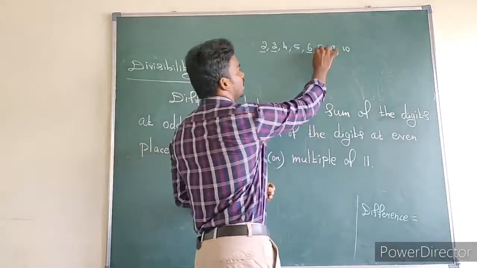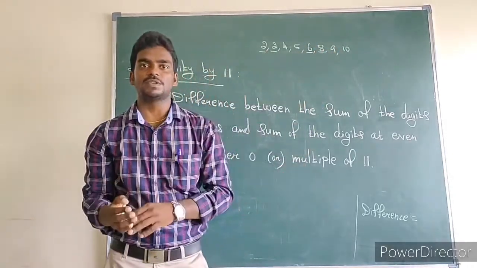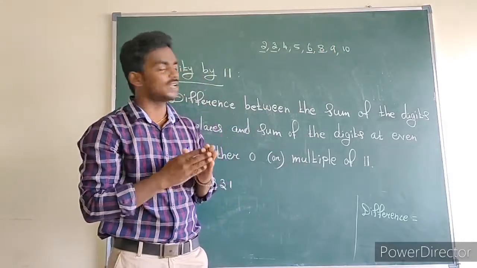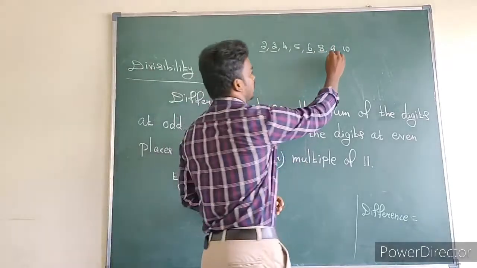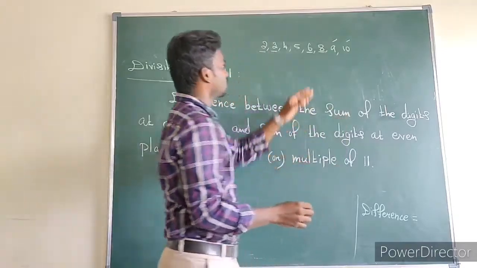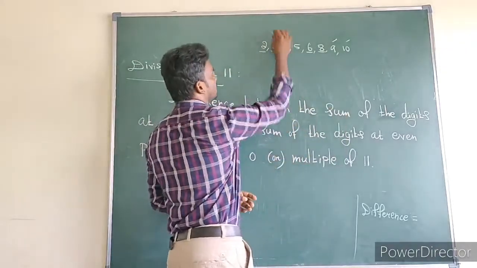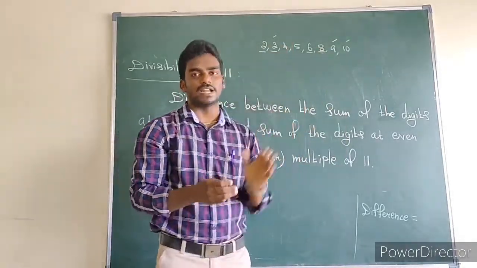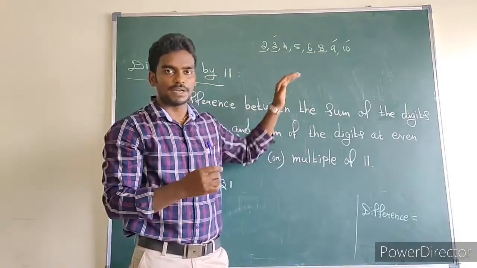And what is the condition for 8? If the last 3 digits are divisible by 8, the whole number is divisible by 8. And what is the condition for 9 and 10? The condition for 9 is the same as the condition for 3. If the sum of the digits is a multiple of 9, the whole number is divisible by 9.